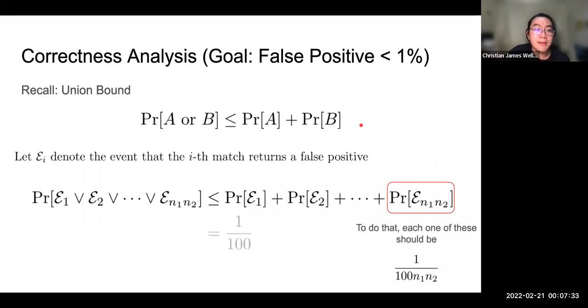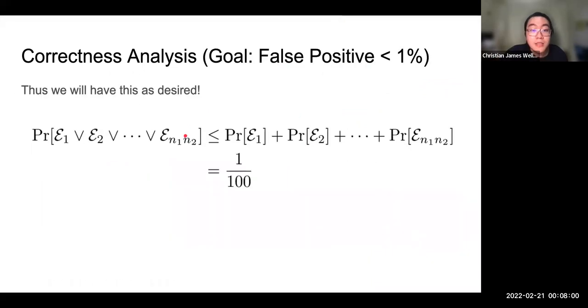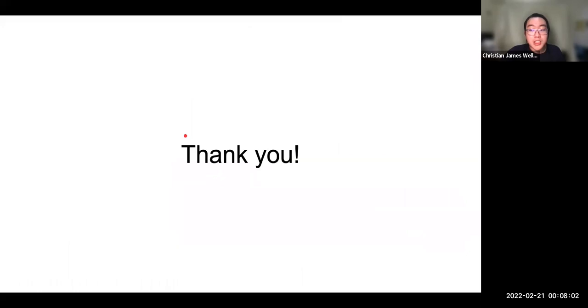We do that again by using the claim given in lecture, where if x and y are two different things but hashing them gives the same value, then the probability is upper bounded by this quantity over here. It's already shown in lecture, so please revise that if you are not aware yet. Okay, I think this might be a typo. This should be p, right? I'll fix that later.